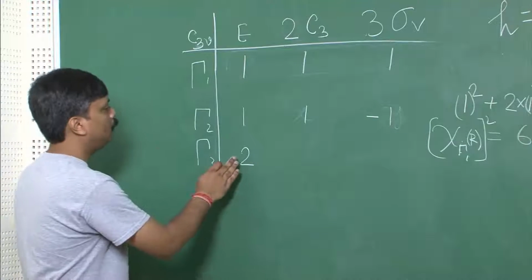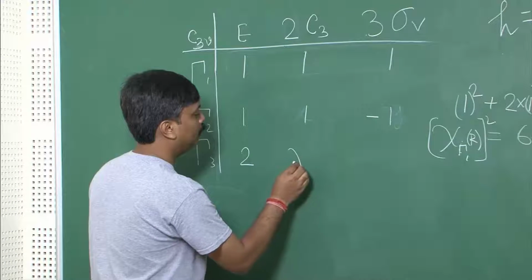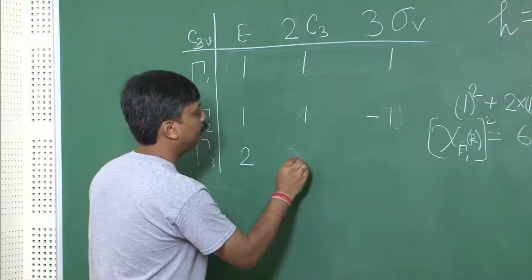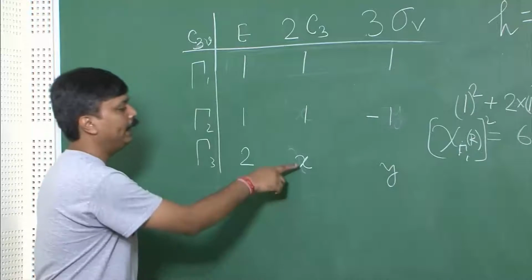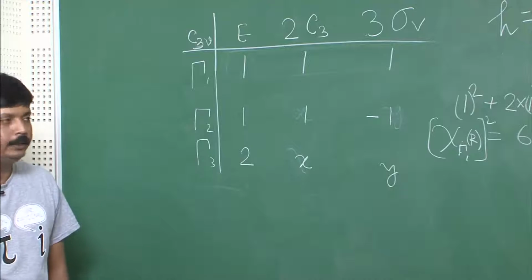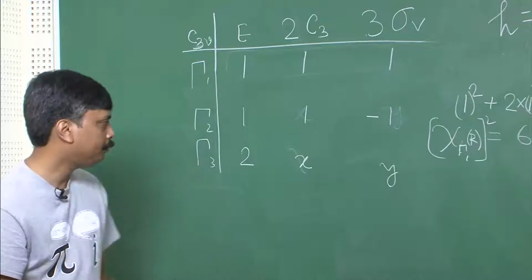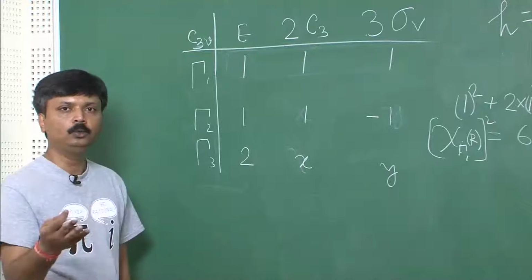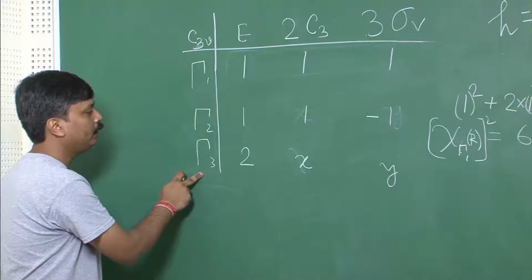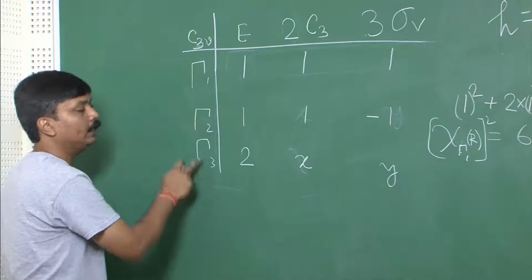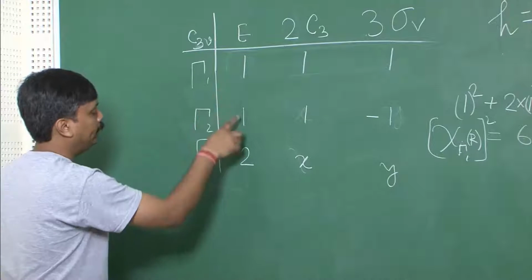So, in that case what I can do, suppose I take this one as x and this one as y, where x is the character of the class C3, and y is the character for class sigma v. Then I get two sets of equations, right. So, when I combine gamma 2 and gamma 3, and when I combine gamma 1 and gamma 3. So, first take gamma 1 and gamma 3.